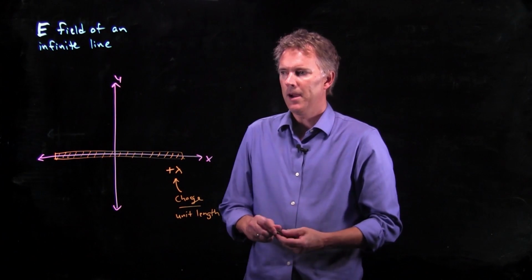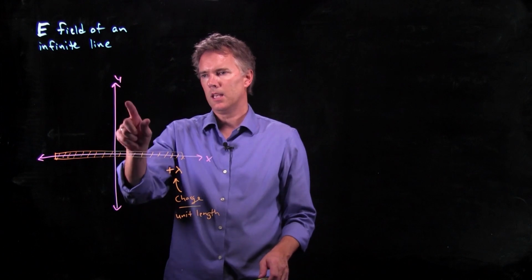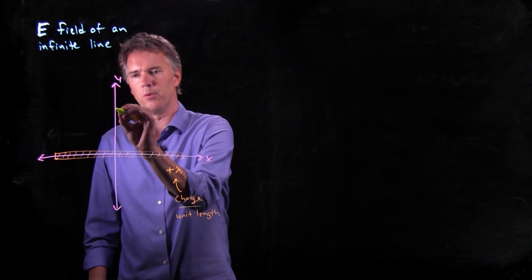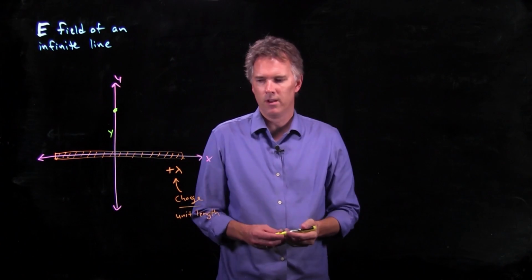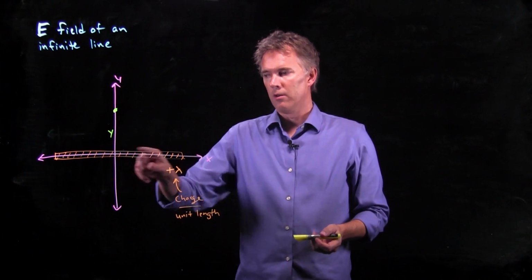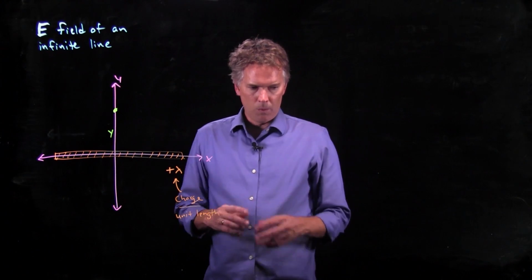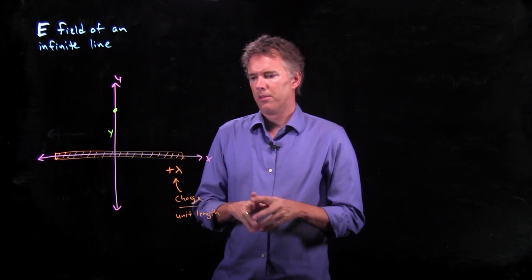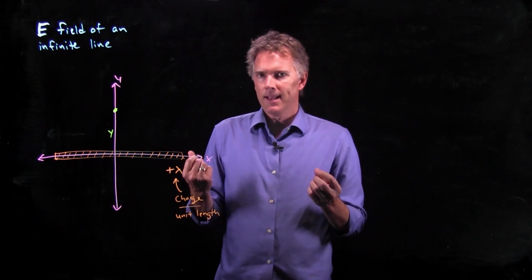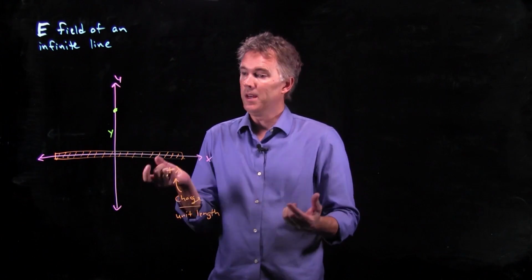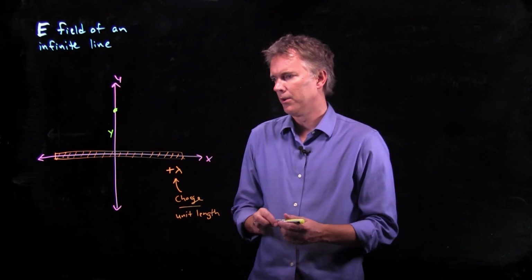Okay. And now we need to figure out what the E field is. And let's take a look at the E field up here at this point right there. And we'll say that that is a distance y above our line of charge. All right, so how do we do this? Well, when you're faced with any sort of problem that has infinity in it, you probably immediately think, well, that's impossible. So we need to break it down into some smaller chunks that we can manage. And that's exactly what we're going to do.